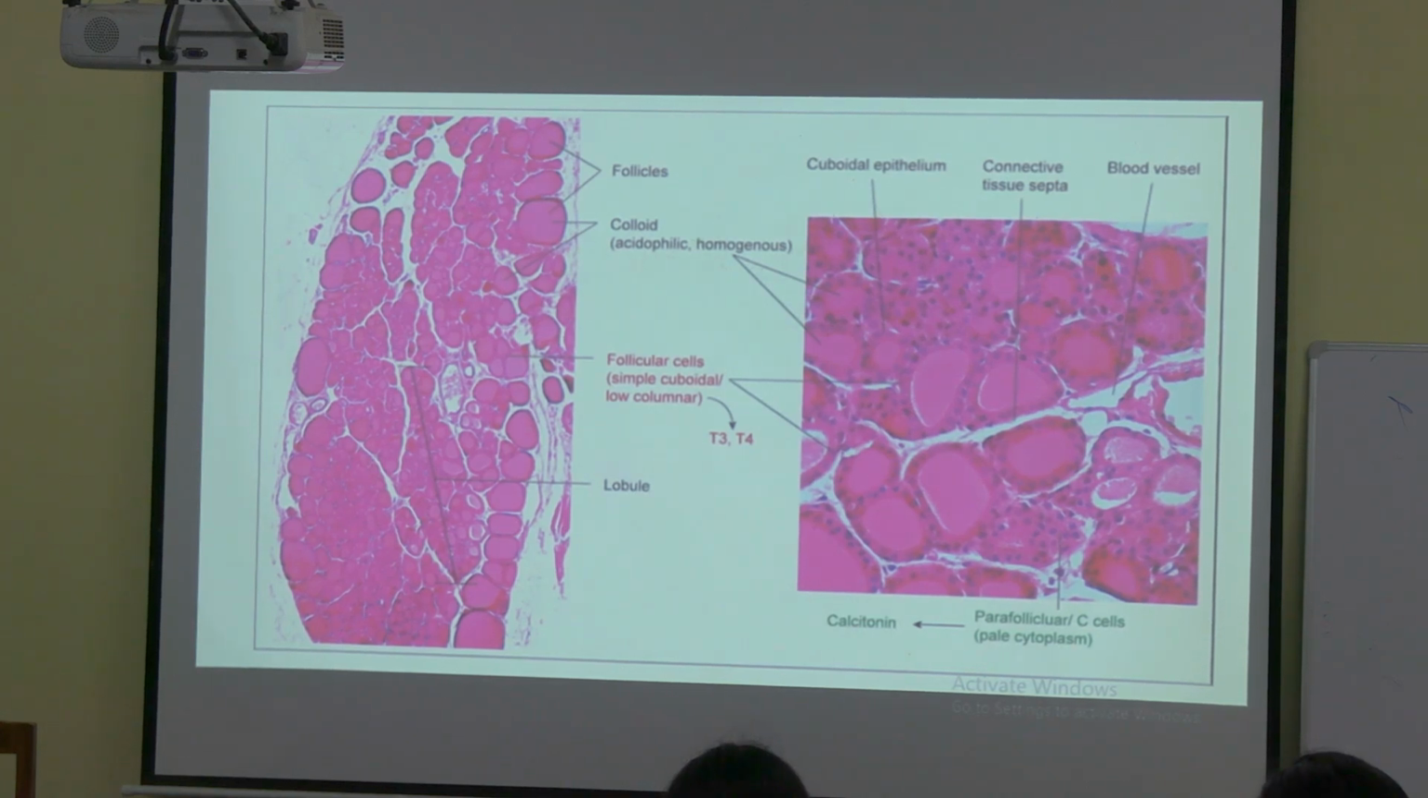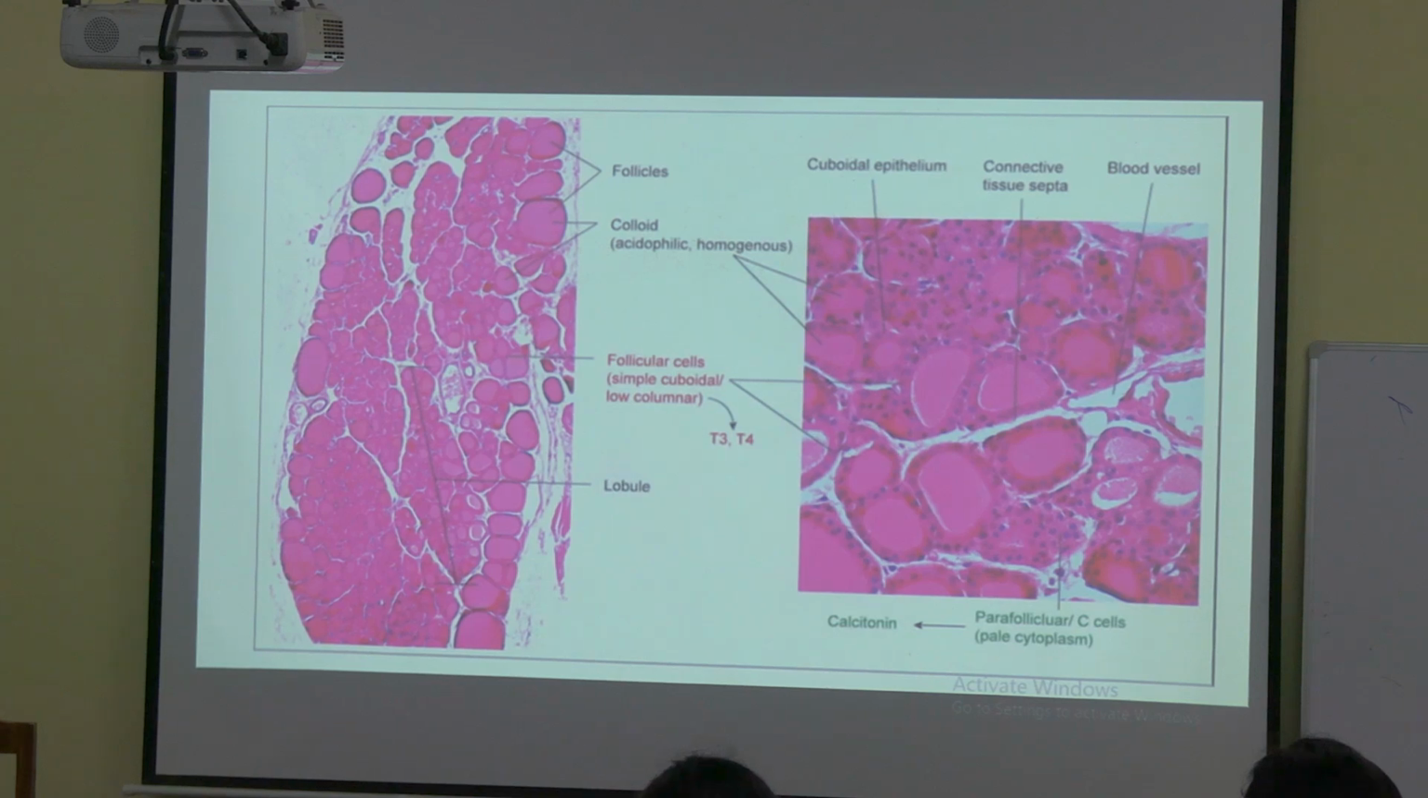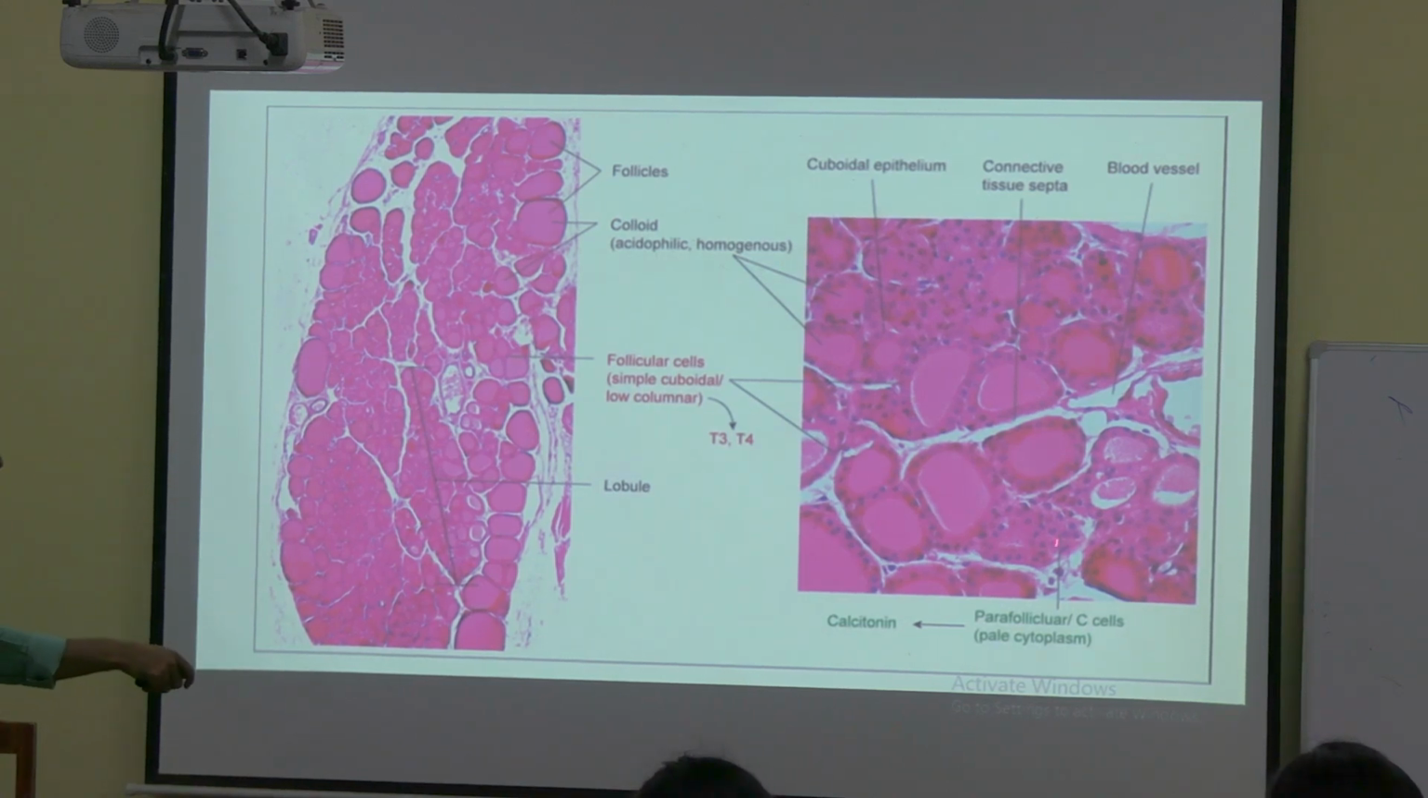Okay, so like this you can identify which is active, which is highly active, which is inactive. Based on that you can say which type of epithelium is present. Next, parafollicular cells are also present. Now see, these are the parafollicular cells, also called C cells.